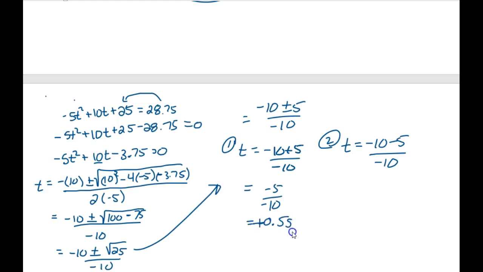0.5 seconds. Again, where it's a story problem, we're going to use decimal answers. I'm not going to keep it as a fraction. Here you have negative 15 over negative 10, and you end up with positive 1.5 seconds. We're going to reject this answer because the question said, when does it first reach the height? It reaches that height first at 0.5 seconds.